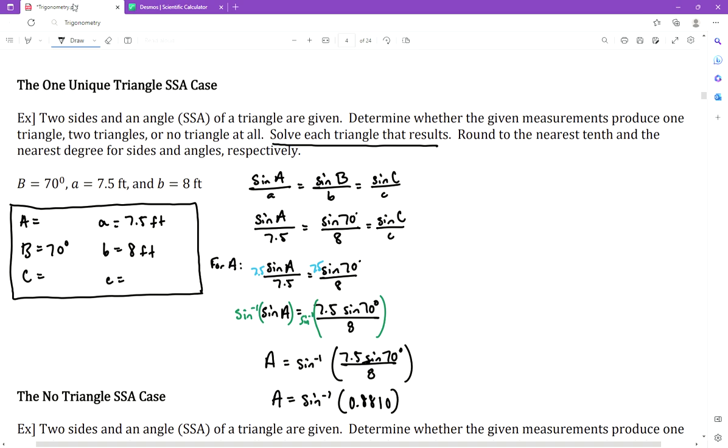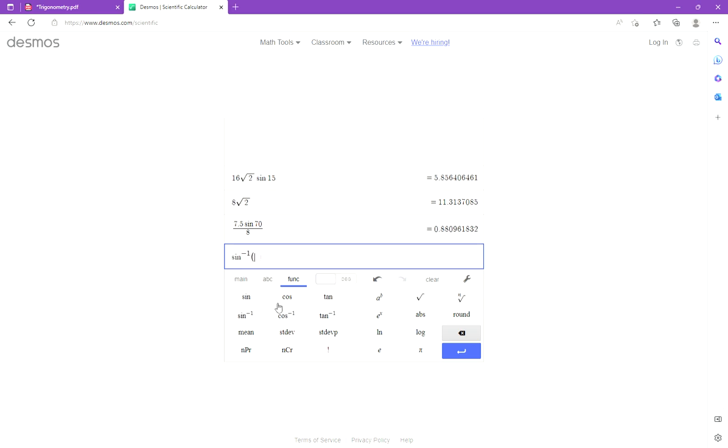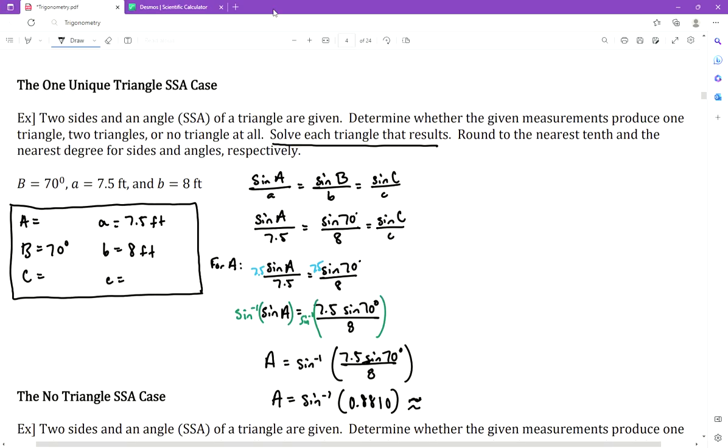Now, from here, we can enter that into the calculator. I wanted to see that decimal, but now let's use the previous answer so that it's not rounded as much. Sine inverse of that previous answer, and we get 61.76 degrees. So it looks like that's our angle A.